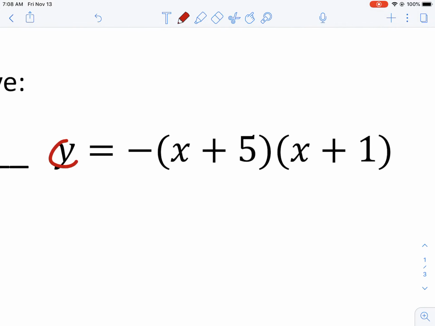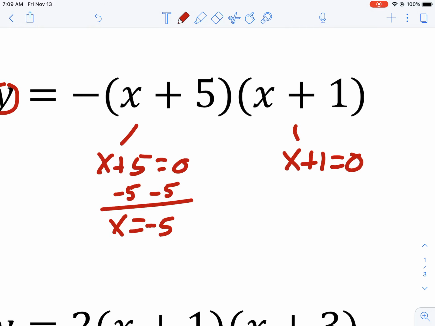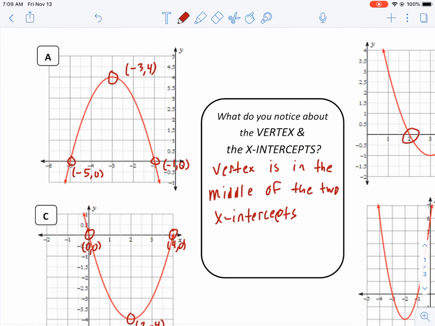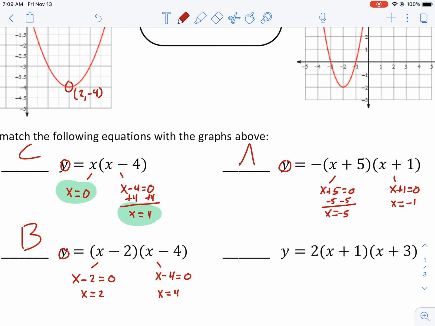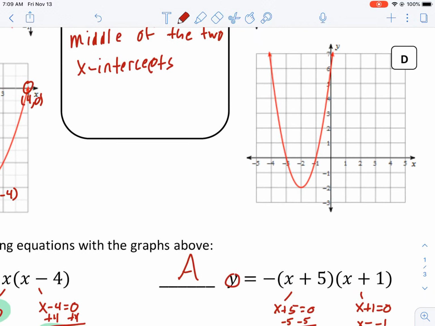For this one, again, set it equal to 0. The negative sign, anything out in front, does not affect the x-intercepts, because -1 can never equal 0. So we got x equals -5, and we've got x equals -1. So this would be the first one that we did, A. Again, the 2 doesn't affect anything. x equals -3. So that will be graph D.